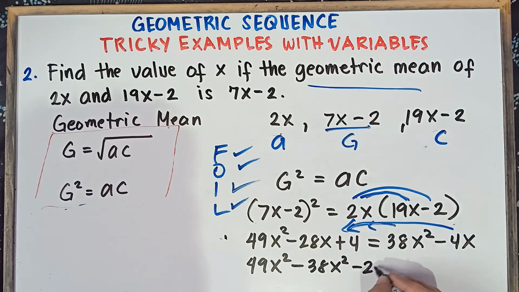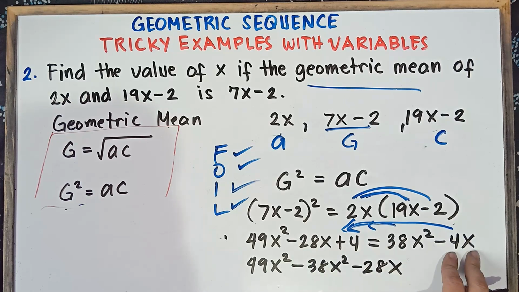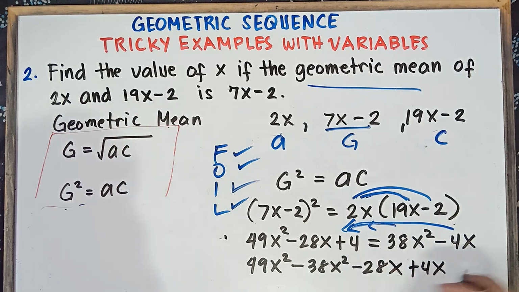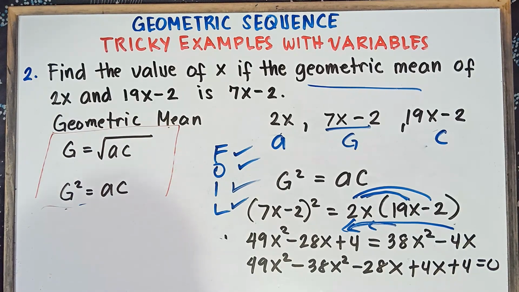Copy negative 28x. This is negative 4x, it will be positive 4x. And then we have positive 4, and then equals 0. Okay, once again, class, I hope you're not confused, class.